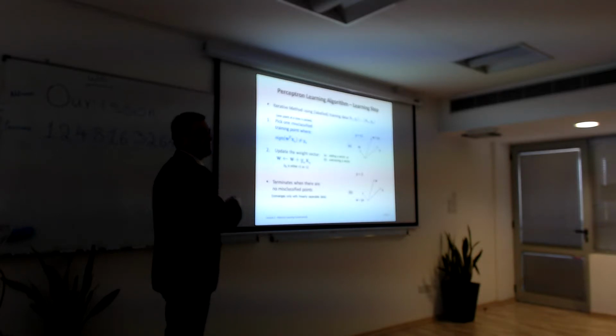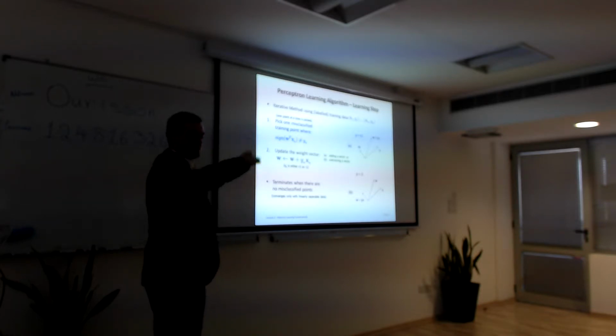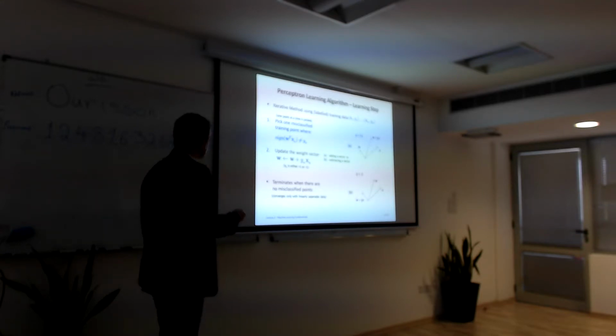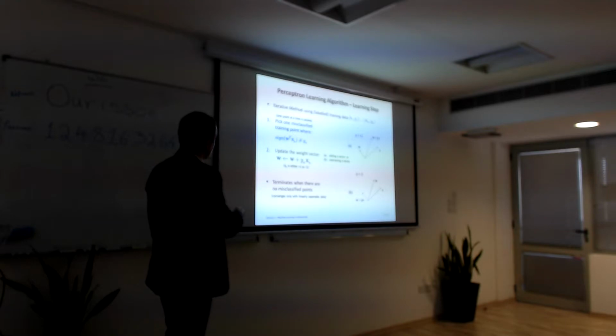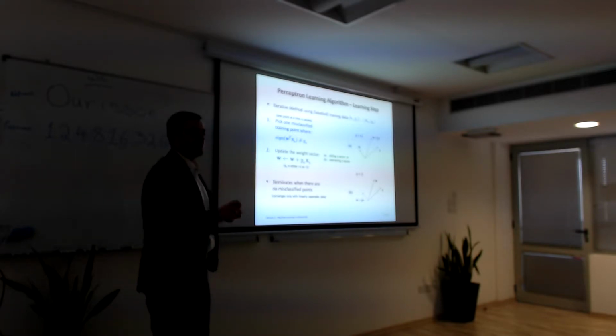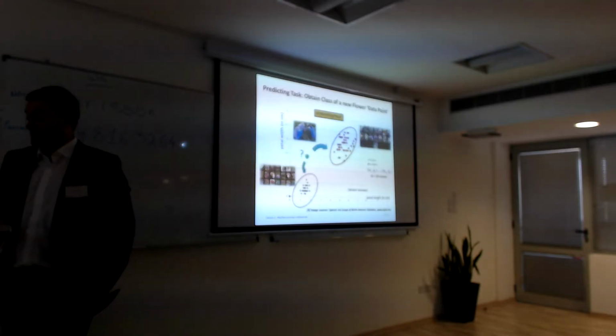If you have a positive, you make an addition. And with this, the line will hop around wildly, and I have an animation for you to see that. It will terminate, of course, when there's no next misclassified point to pick. And this is the essence of this learning algorithm.